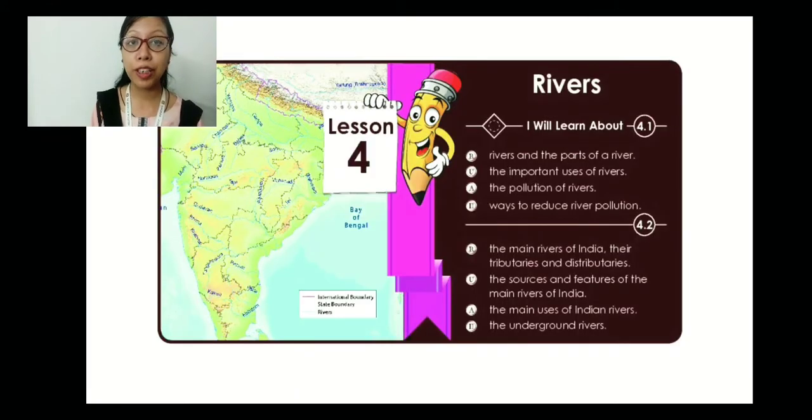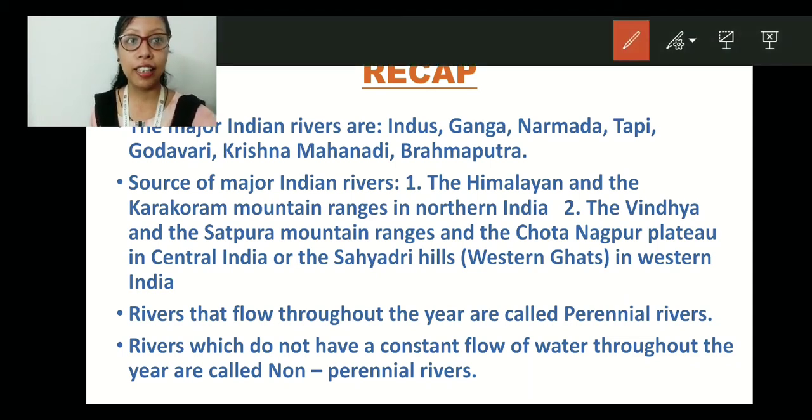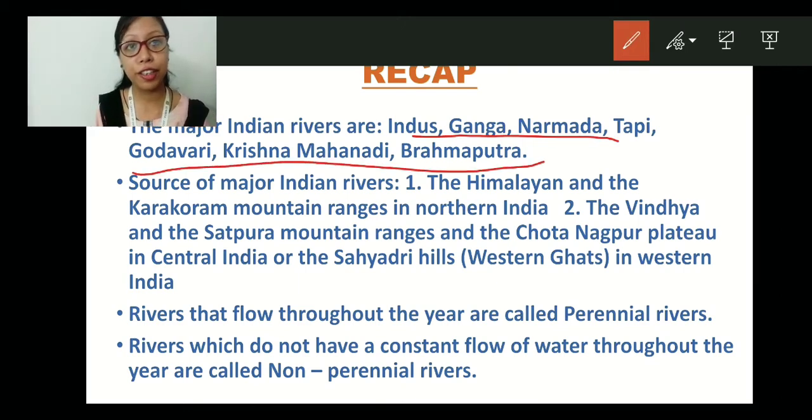So, we have been doing part 2, that is India's rivers, from lesson number 4, rivers. In our previous class, we discussed a few topics. Let's do a quick recap of what we did. The first point is the major Indian rivers are Indus, Ganga, Narmada, Tapi, Godavari, Krishna, Mahanadi and Brahmaputra. These are the most important rivers of India. There are other rivers, but these are the most important.